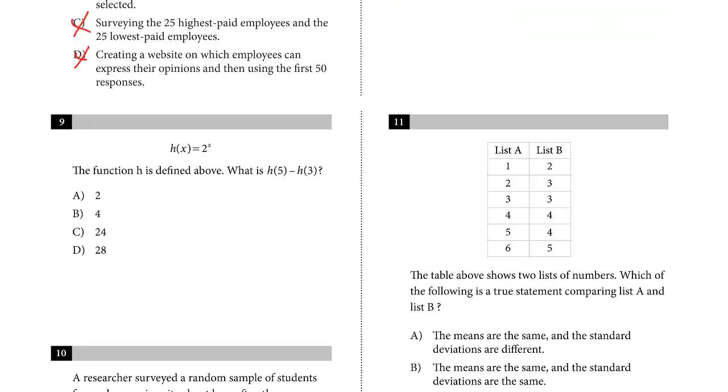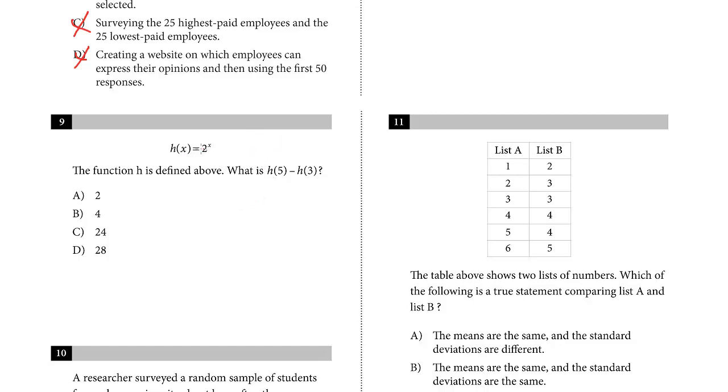So these are a little bit out of order from the way they appear in the book. All right, here we have h of x equals 2 to the x power. The function h is defined above. What is h of 5 minus h of 3? And so all we have to do is substitute h of 5 initially, solve it, and then subtract h of 3. You definitely cannot just find h of 2. You cannot subtract here because these are exponents, right? And so the property doesn't work that way. You have to do each one independently.